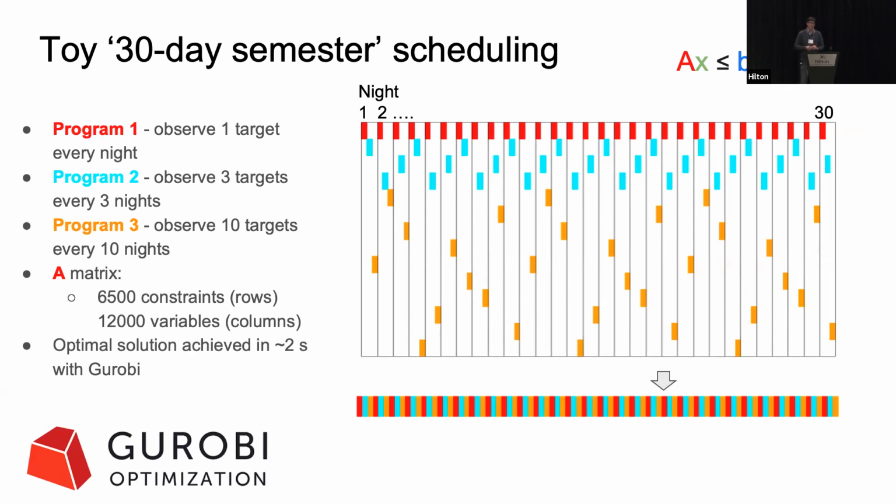Cast in the mathematical framework of constrained integer linear optimization, this corresponds to 6,000 constraints and about 10,000 variables. But this can be solved very quickly in about 2 seconds on a laptop. And what you can see here is that the schedule that Gurobi returns is exactly what we want, right? We want this red observation every night, the blue observation every 3 nights, and the orange observation every 10 nights. So this is behaving just as we'd like, and there are no gaps in the schedule over here. So we've perfectly filled the schedule.